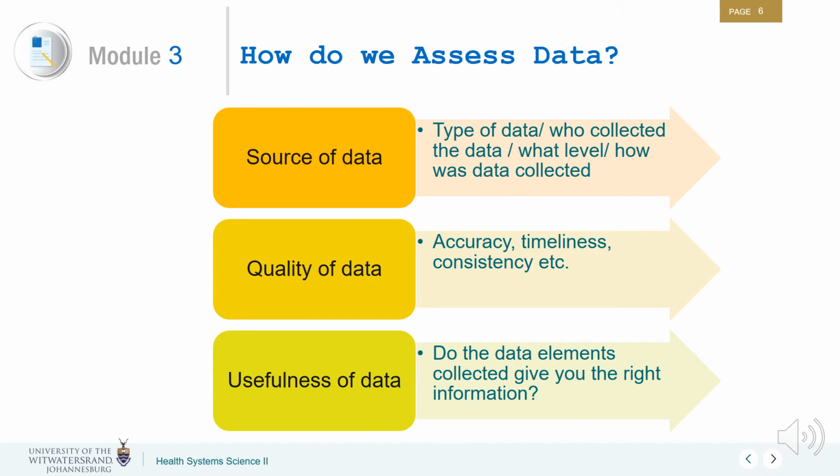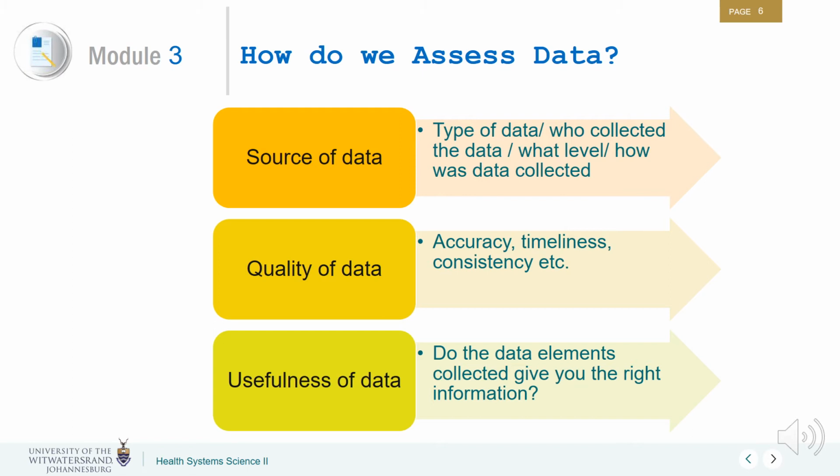So it's very important that we assess the data that we are collecting. We've got to start with the source of that data. We think about the different types of data that are collected, whether it's patient data or facility level data or population level data. And we have to think, who is collecting that data, at what level is it being collected, and how was that data collected? So was it collected by hand and using paper, or was it input into an electronic database? These things are going to affect the quality of our data.